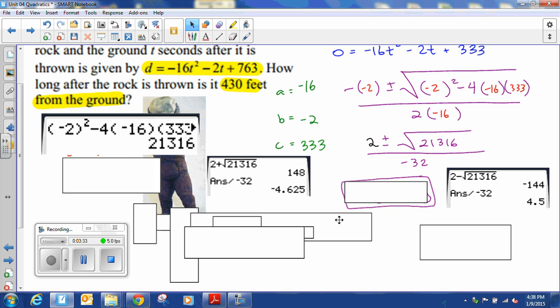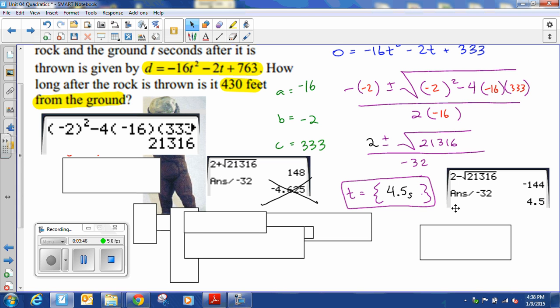Ladies and gentlemen, it does not make sense to have negative 4.6 seconds. This is an extraneous solution, and therefore the only solution that makes sense is 4.5 seconds, and that's our answer.